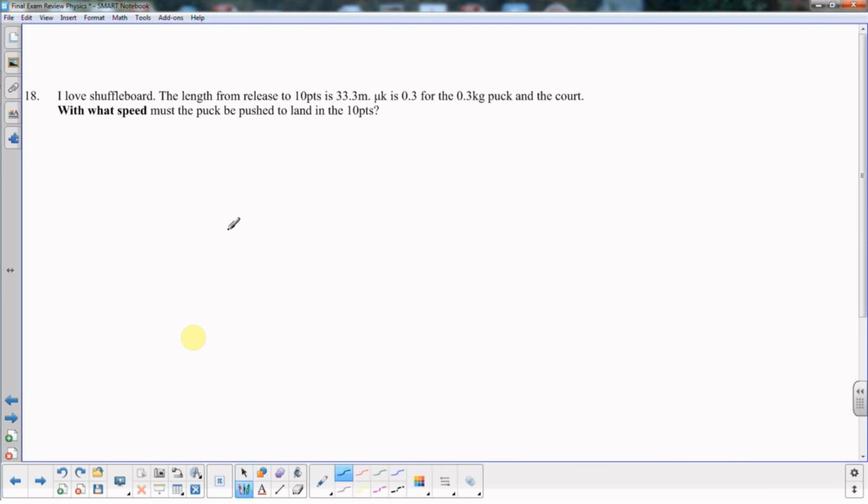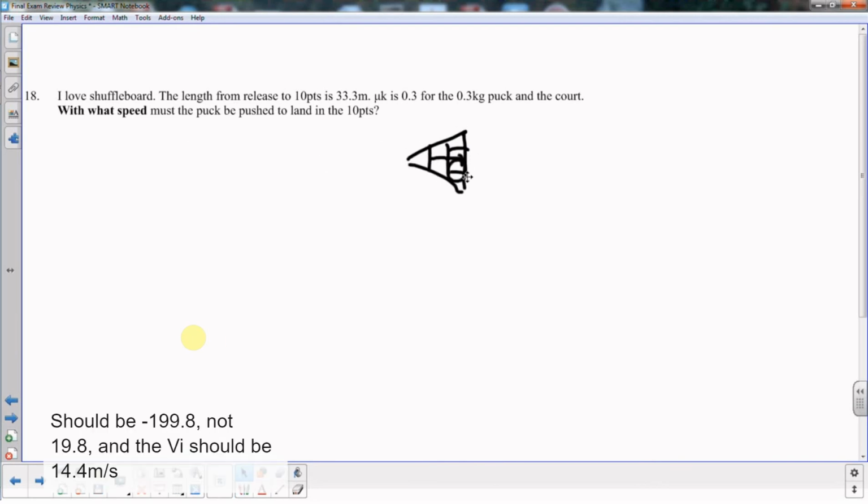So I don't know if any of you know what shuffleboard is, but it's a very simple game. You take a puck and you slide it 33 meters away, and each of these little boxes is points. What you want to do is slide it until it gets to either the 10 points or 5 points or whatever. So it's a fun game.